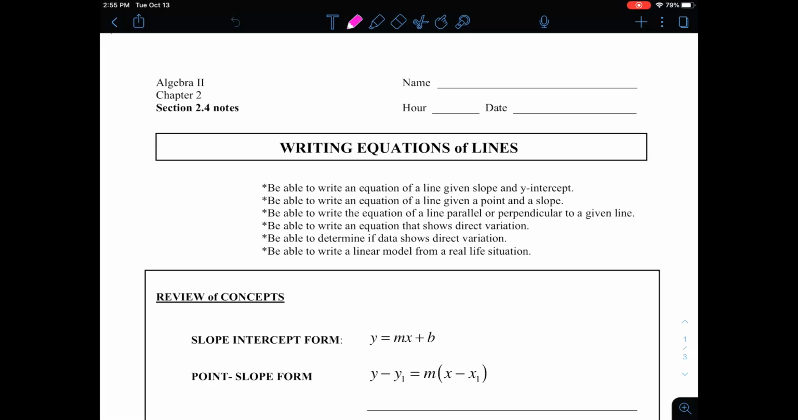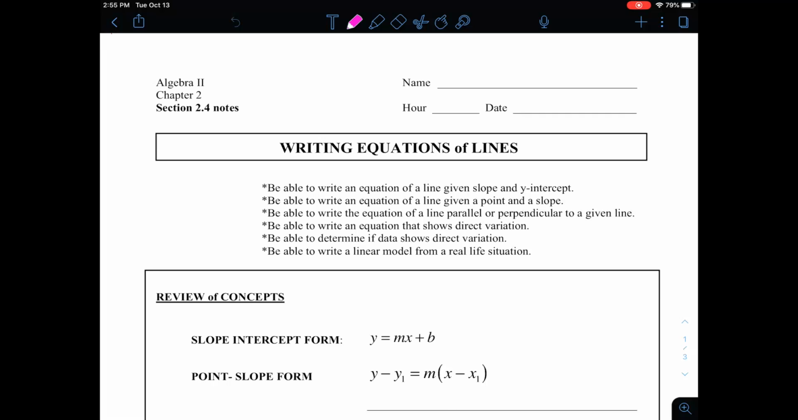We are moving on to 2.4, which will be broken up into 2 days, I believe, is what we're going to shoot for. We're going to talk about graphing lines and writing the equations of lines first, then we're going to move into direct variation and linear models for part 2. So the name of the lesson is writing equations of lines.